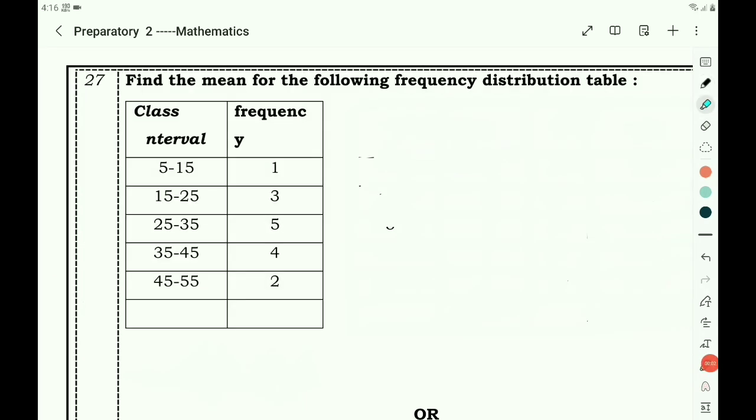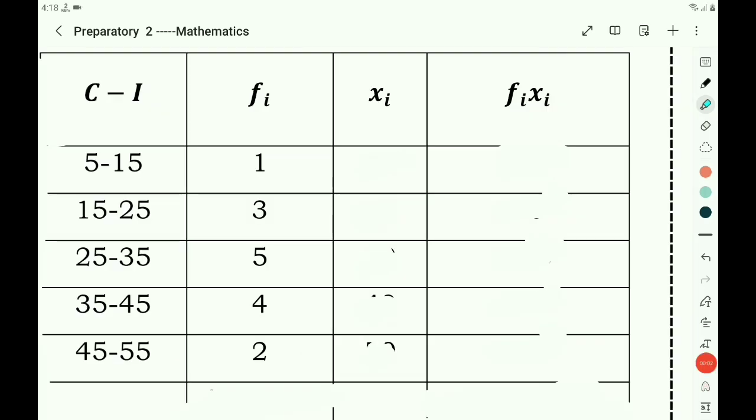Question number 27. Find the mean for the following frequency distribution table. Here class interval and frequency are given. We have to find the mean. To find the mean, there are different methods. Let us use the direct method. Here two columns are given. We need xi, the third column, and fi xi, the fourth column. Now let us find the third column xi.